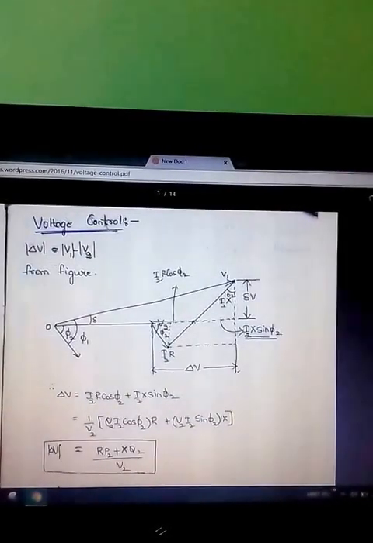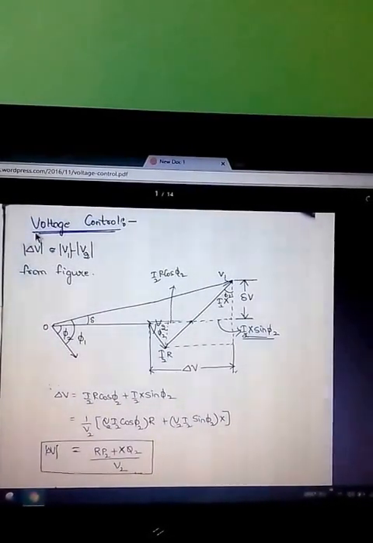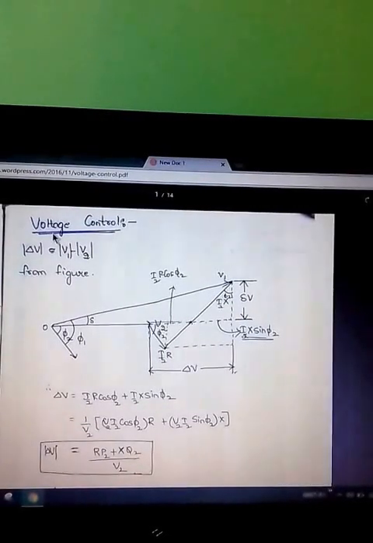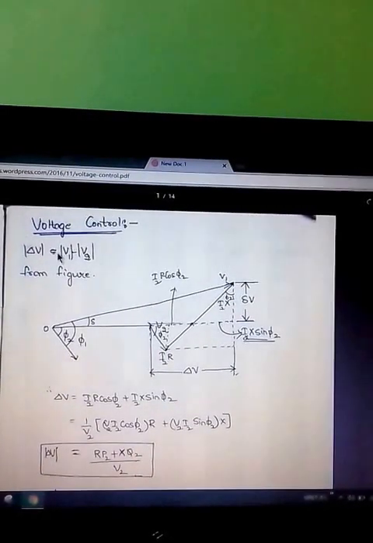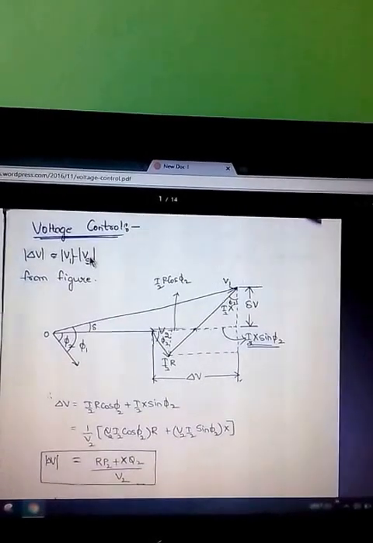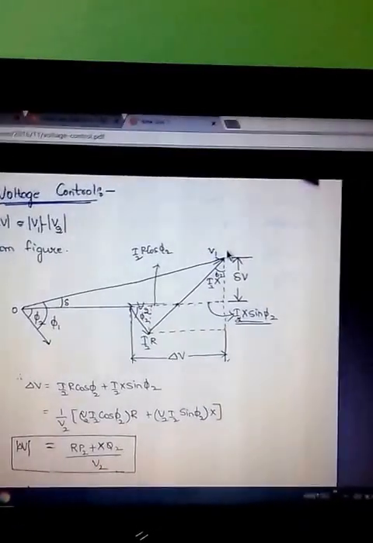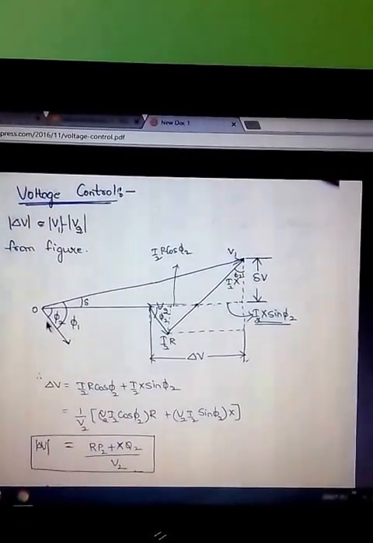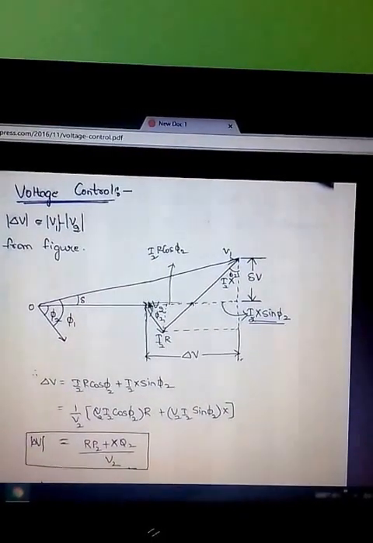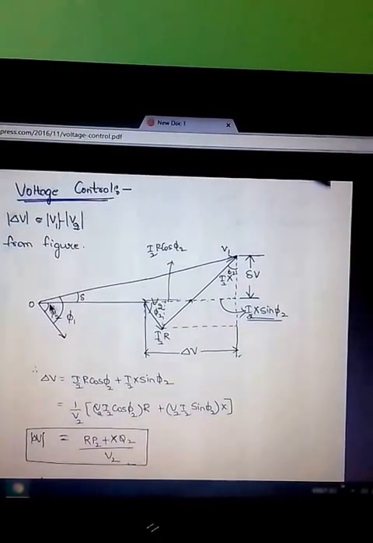Here we are going to discuss the voltage control methods. In this voltage control, this is my change in voltage, this is the sending end voltage and this is the receiving end voltage. Here you are seeing the phasor diagram. This is my origin and this is my terminal voltage V2.